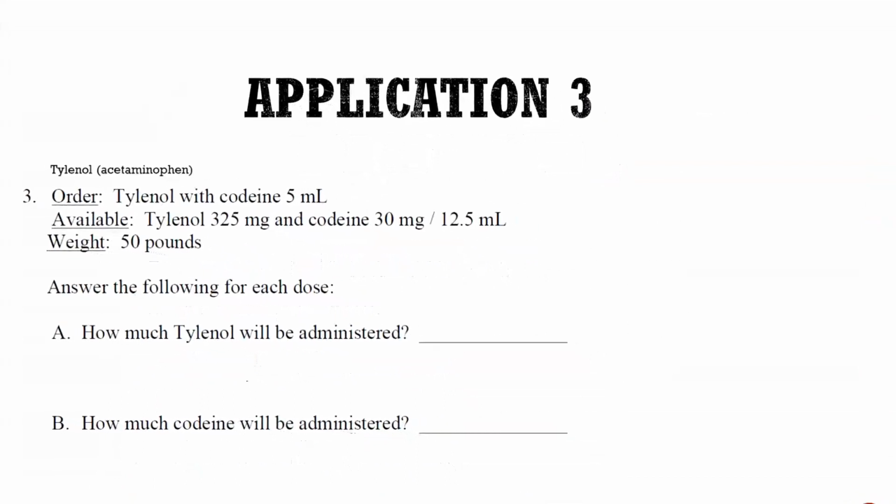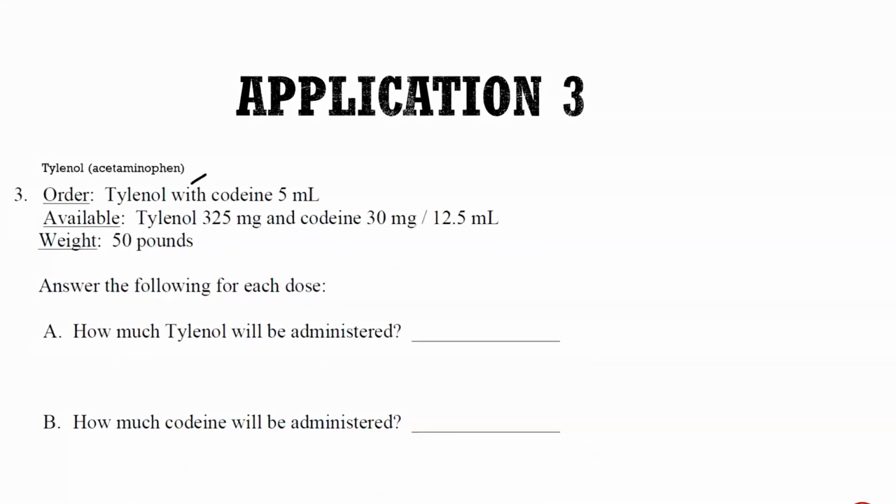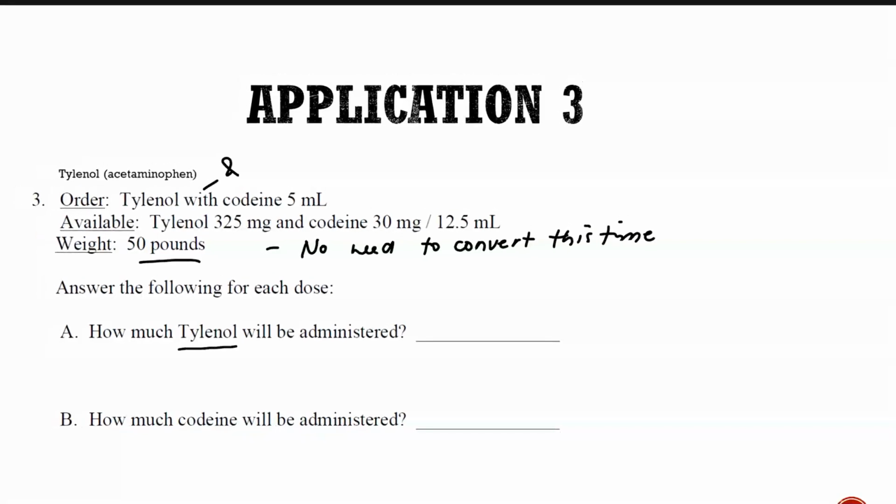Next example, we have Tylenol with codeine 5 ml, and it comes in Tylenol 325 milligrams and codeine 30 milligrams in 12.5 ml. Right, so Tylenol with codeine means Tylenol and codeine, all combined in that medication. There's a weight given, but in this case, we don't really need it. This time, we're just trying to calculate how much we're giving of each of the medications in that single container. So no need to convert the weight as of now.